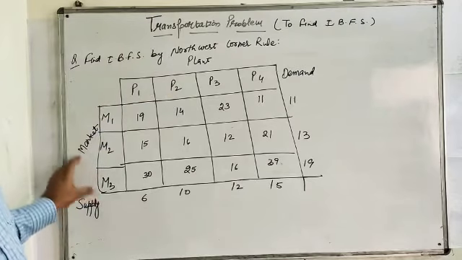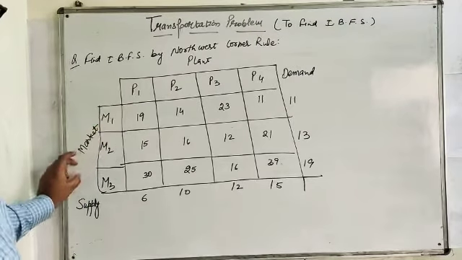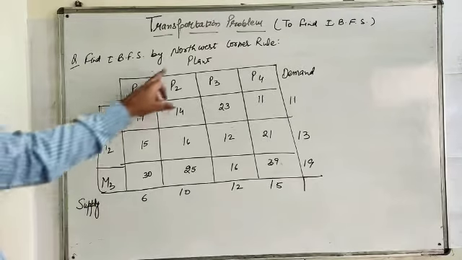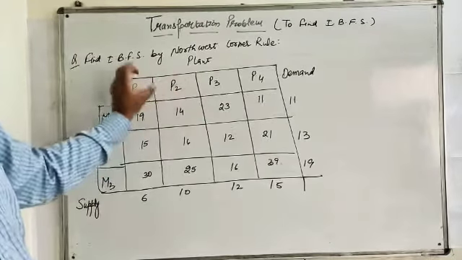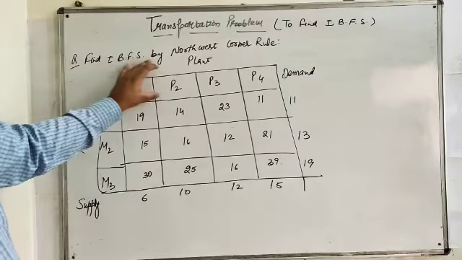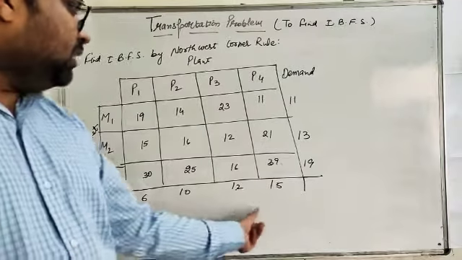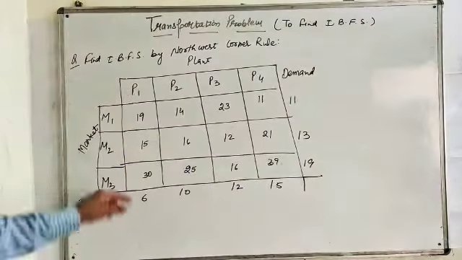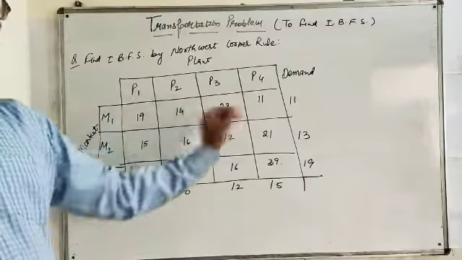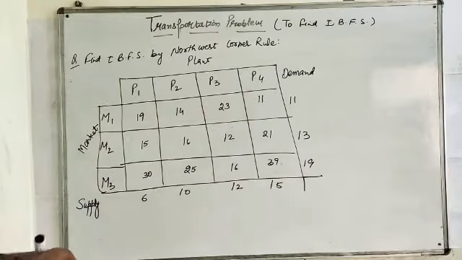So this is a problem where these rows define the markets M1, M2 and M3, and the columns define the plants P1, P2, P3, P4, from where the product is going to the market. Here these are the supplies 6, 10, 12, 15, and this is the demand of the market, and the entries show the unit cost of the product. First we have to identify whether total demand equals total supply, because we are working on a balanced problem. If it is not balanced, then we have to make it balanced by adding a dummy row or dummy column.